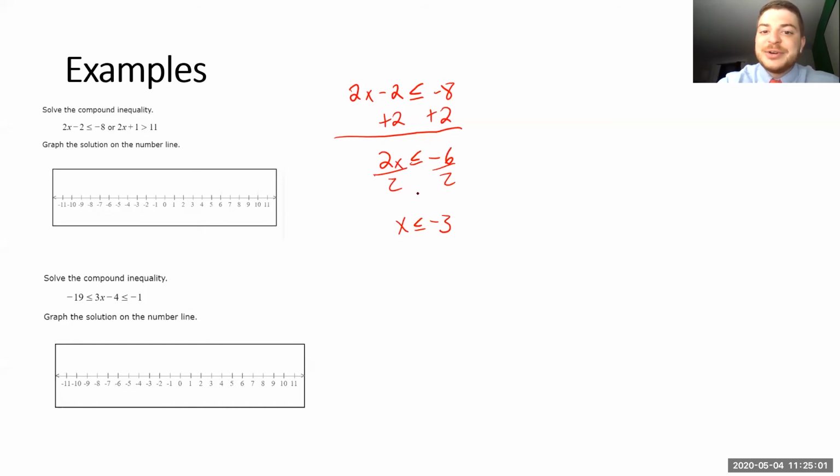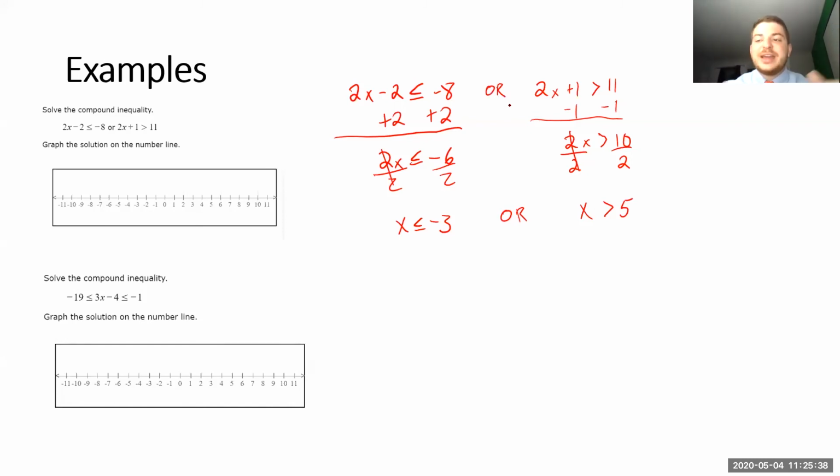Notice I did not reverse my sign because I divided by a +2. This -6 doesn't matter. We're dividing by a +2 on each side. So that's one side of our inequality. Now we've got the next one. So 2x plus 1 is greater than 11. -1, -1. So 2x is greater than 10, dividing by 2 on both sides would give us x is greater than 5. Now remember, this was an or.